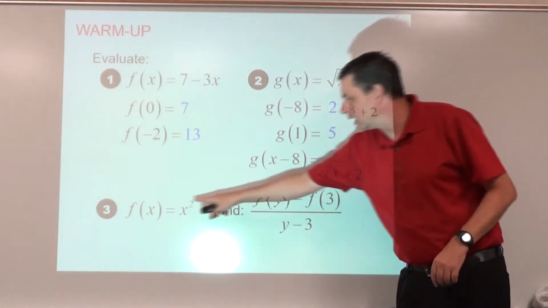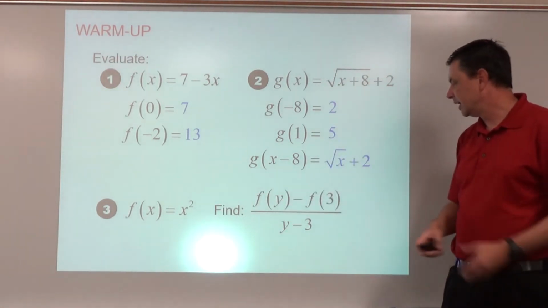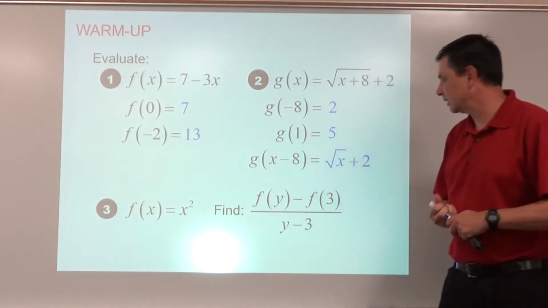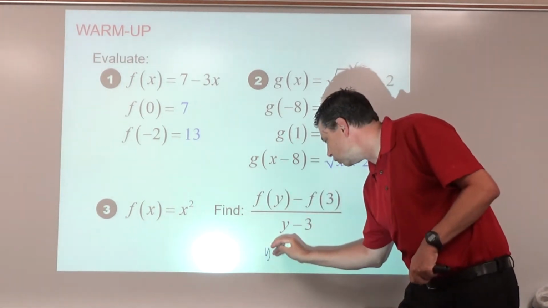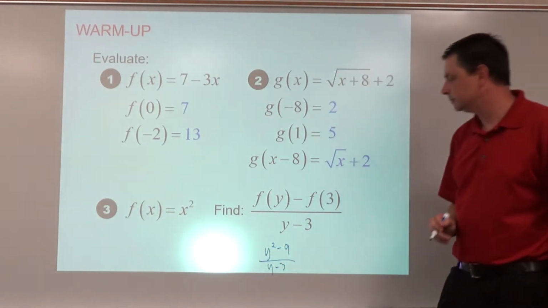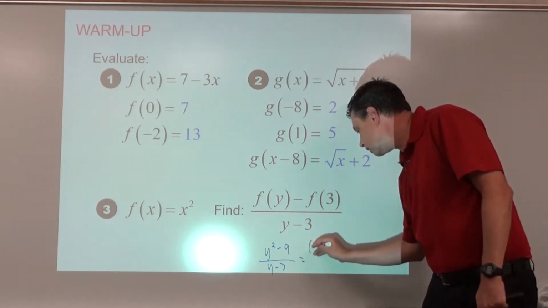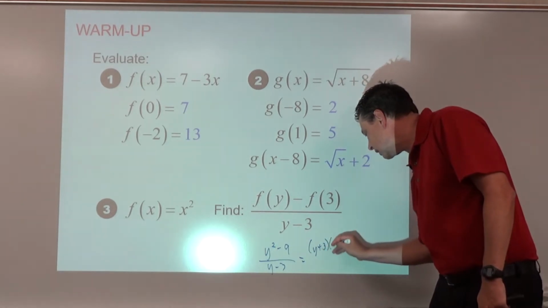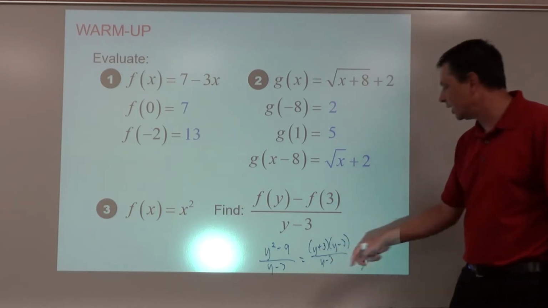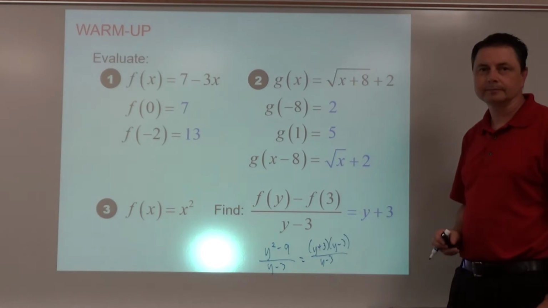We're going to do f of y. So replacing x with y, we get y squared minus f of 3. 3 squared is 9, so we would initially get y squared minus 9 over y minus 3. And then we can factor that. That's a difference of squares. So y plus 3 times y minus 3 over y minus 3. Now the y minus 3's cancel, so the final answer is y plus 3.